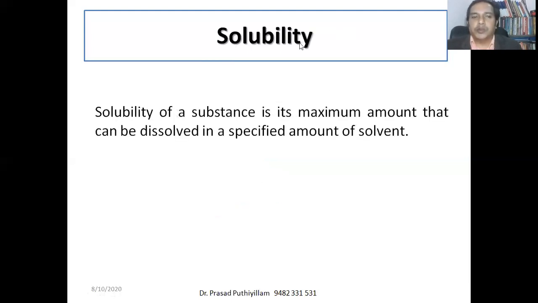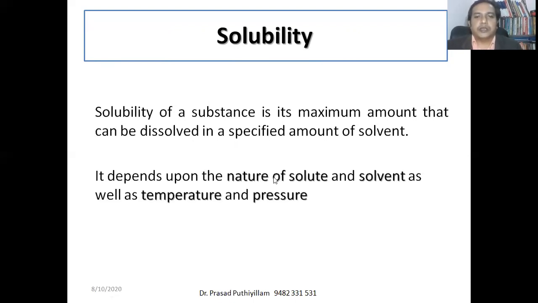Next topic, that is solubility. Solubility of solute in solvent. Usually solute dissolves in solvent, therefore solubility by default means that of solute. So solubility of a substance is its maximum amount that can be dissolved in a specified amount of solvent. It depends upon the nature of solute, upon the nature of solvent, upon the temperature, as well as upon pressure. We'll see one by one.